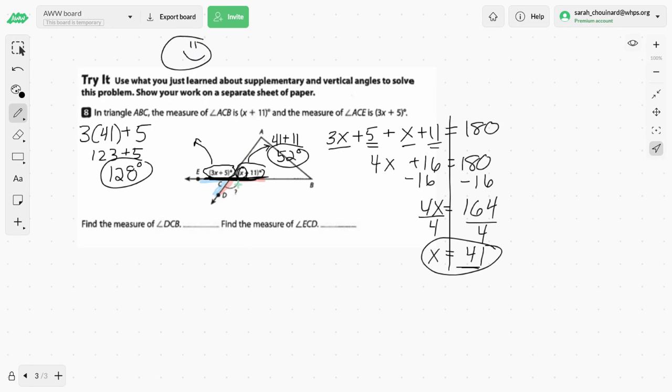And then DCB, so the red angle, is vertical to the one we just found, which was 128. And ECD, the blue angle, is vertical to the other angle we just found, which is 52 degrees. So that's how we use angle relationships to set up equations to find the missing value of x and to find the measure of missing angles in a diagram.